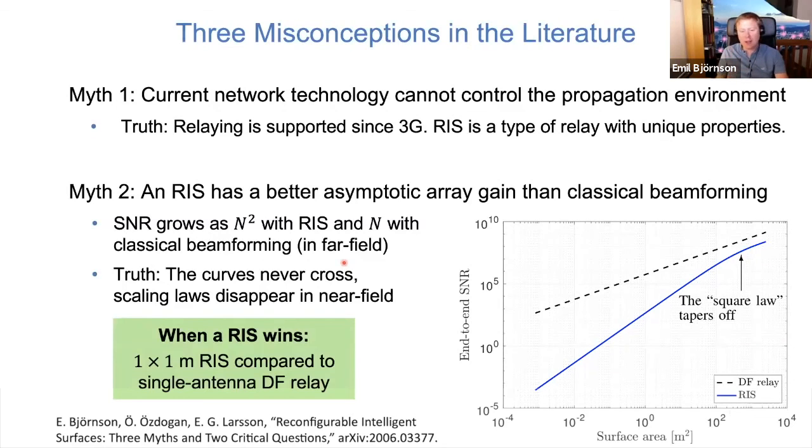So it's not like you should trust the scaling behaviors and say that one technology is better than the other. Instead, you should compare, say, a 1 meter times 1 meter passive reconfigurable surface with a more active single antenna decode and forward or other half duplex relays. In those cases, a larger surface can be traded towards having a lower energy consumption. That is sort of the idea.